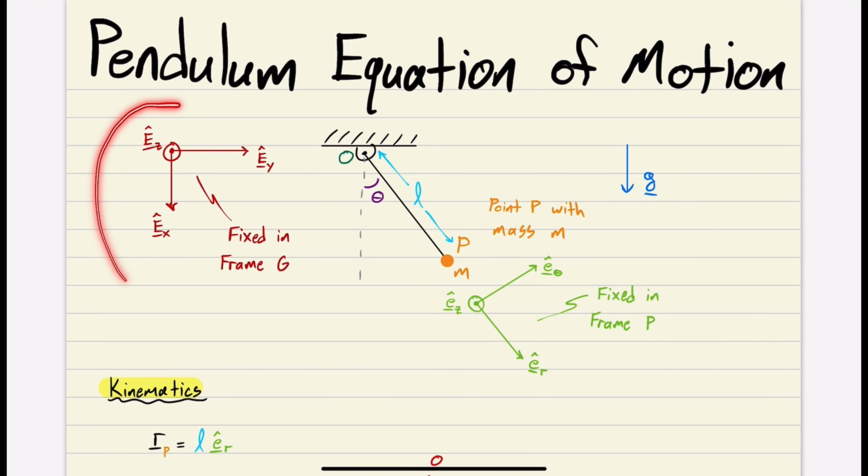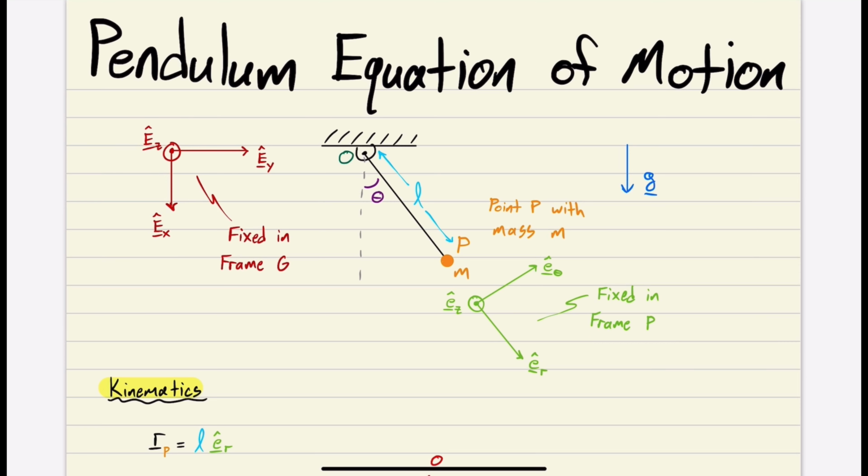We have our inertial frame here, and this is absolutely fixed, right? It is non-accelerating. We have EX pointing straight down, EY pointing off to the right, and then EZ is EX crossed with EY.